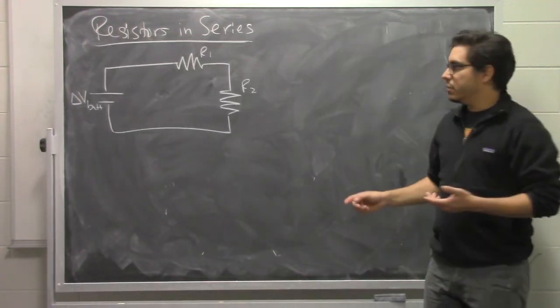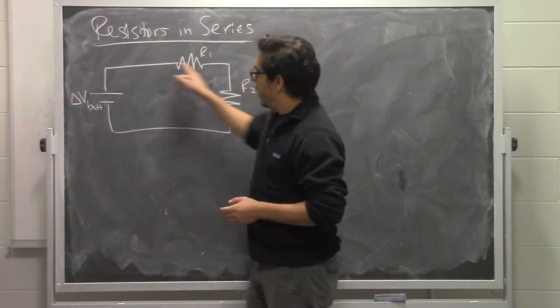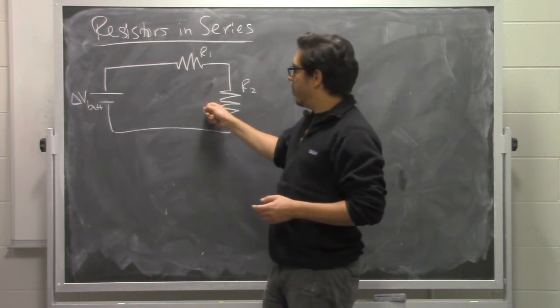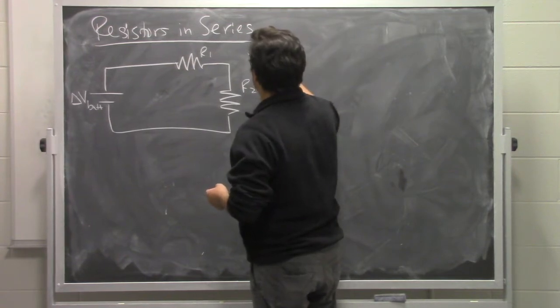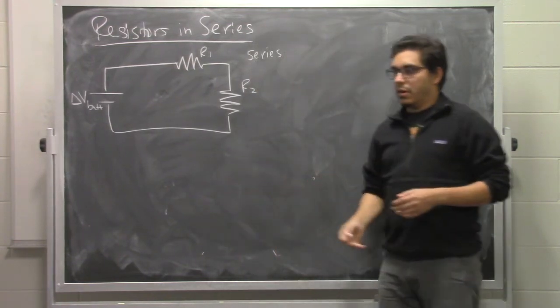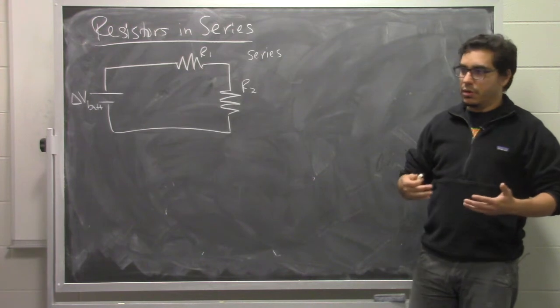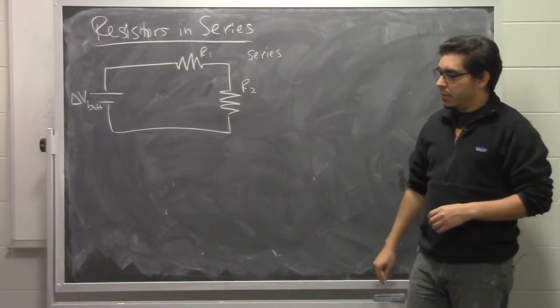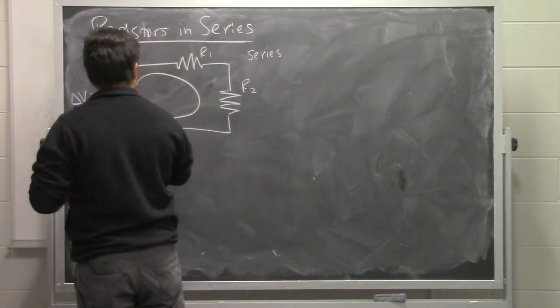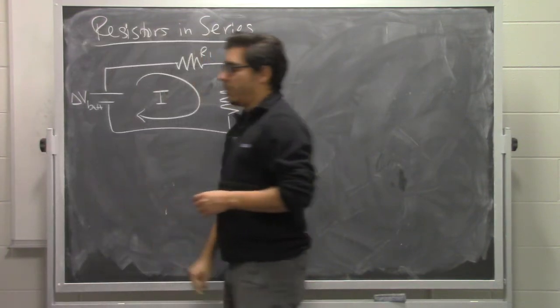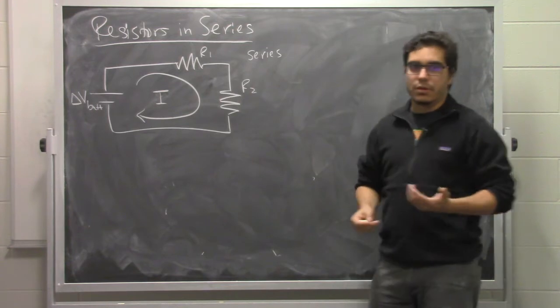In this configuration, where you have just one loop like this, and the resistors are one right after the other, we call this series resistors. So they are in series, or they are thought of as being one following the other. In this situation, you'll have some amount of current that flows around the loop, and that current will be the current I.